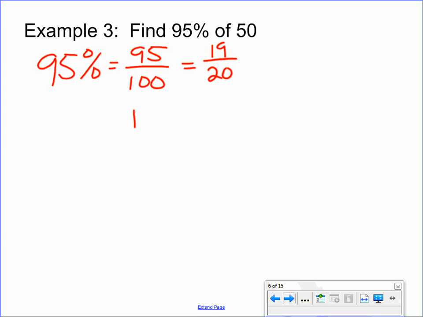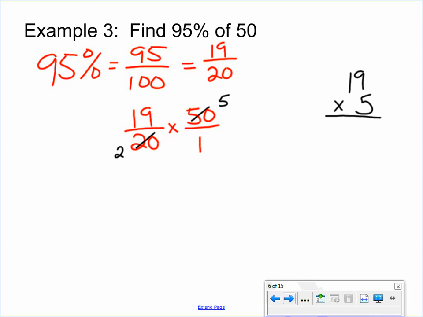Still some pretty big numbers, but let's see how this works for us. 19 20ths times 50 over 1. I can simplify within the problem here. 50 and 20 can both be divided by 10, so I have 5 and 2. So 19 times 5. I'm going to come over here and do that off to the side because I don't know my 19 facts very, very well. 9 times 5 is 45. 5 times 1 is 95. How about that? Think about that. We just divided by 5 earlier. 95. 2 times 1 is 2.